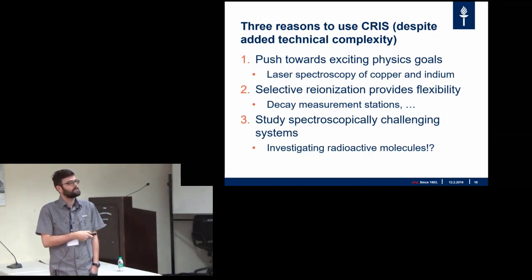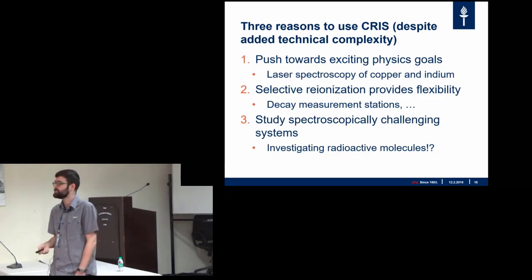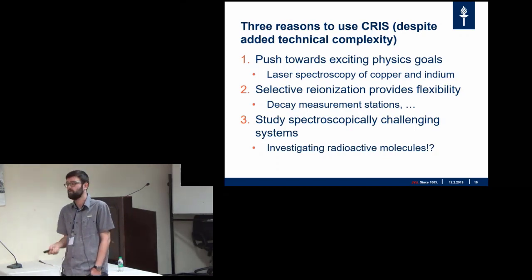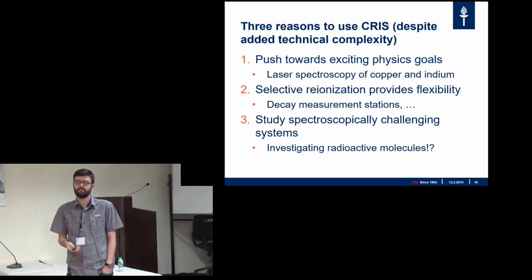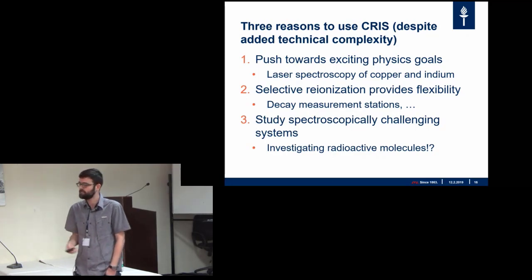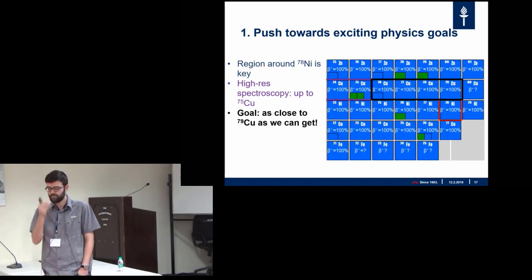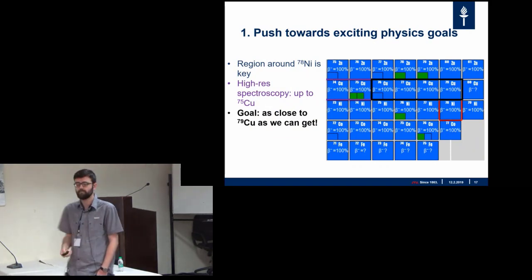and I will try and explain what I mean by that. And also, and this I hope to spend quite a bit of time on, it allows you to study what I will call spectroscopically challenging systems. Complex atoms and even complex radioactive molecules can be studied, I would say, more easily because of the advantages of the method. So, push towards exciting physics goals. I've already sort of said why this is important.